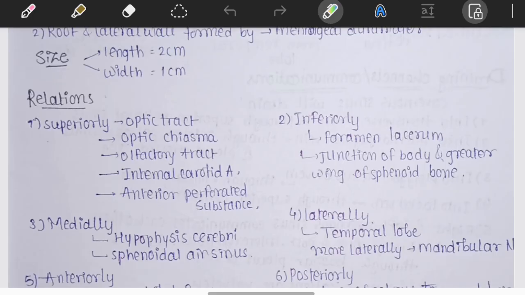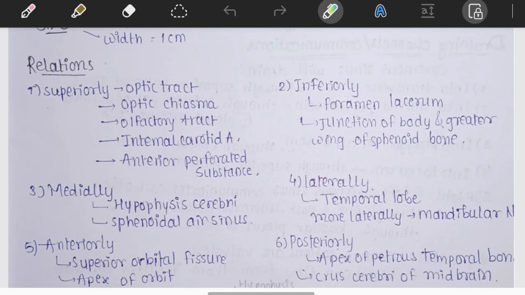Inferior relation. Below the cavernous sinus lies the foramen lacerum, also near the junction of the body and greater wing of the sphenoid bone. Now move your finger toward the center. The medial relation is the pituitary gland, the hypophysis cerebri, and the sphenoidal air sinus. Now ask yourself, why is this clinically important? Because surgeons approach the pituitary gland through the nose and must work very close to the cavernous sinus. A small mistake can injure major nerves and vessels.